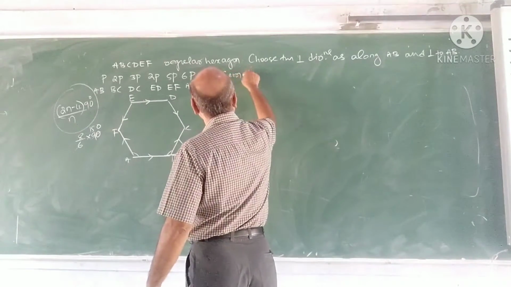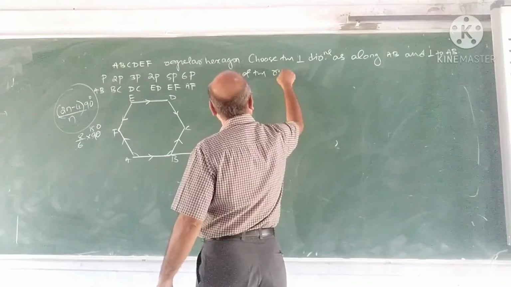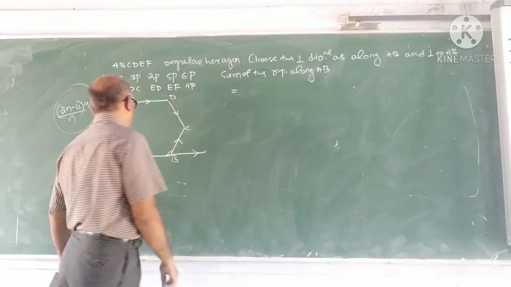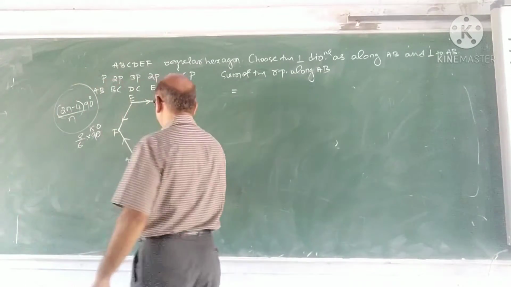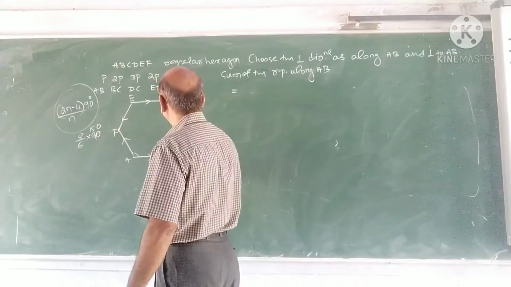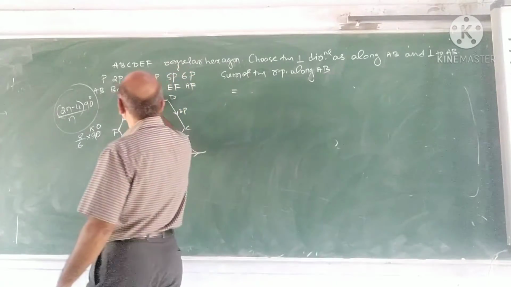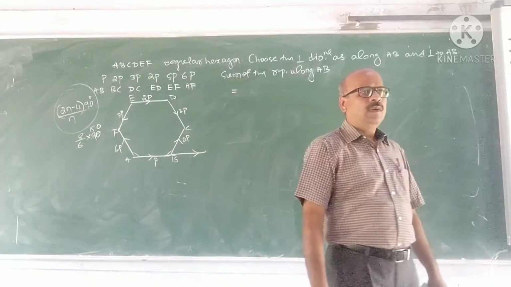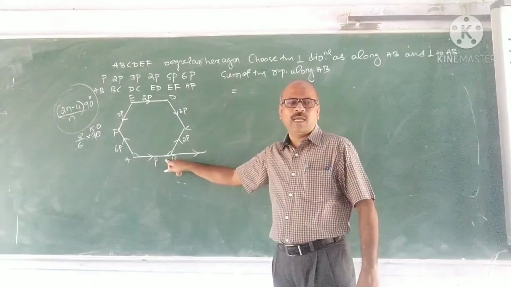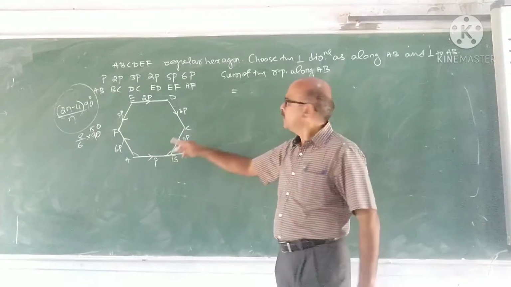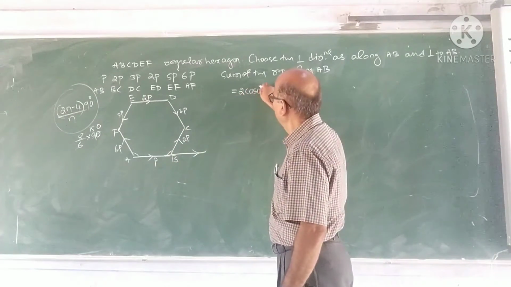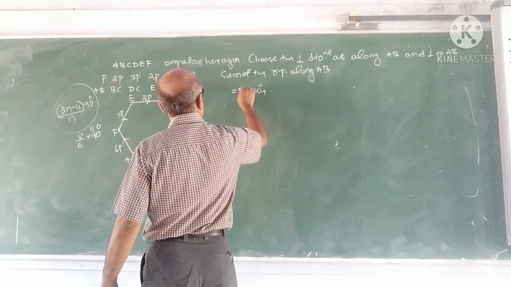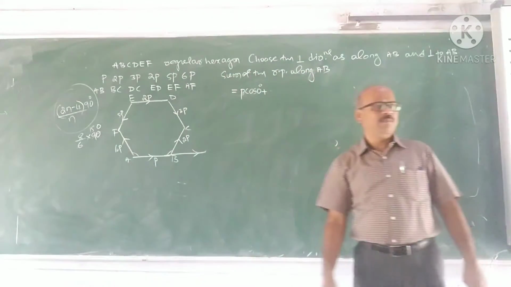The sum, meaning the algebraic sum of the resolved parts along AB, is equal to, what are the forces? P, 2P, 3P and 2P, 5P, 6P. What is the angle made by the line of action of P along AB? 0 degrees. Therefore it is P into cos 0.